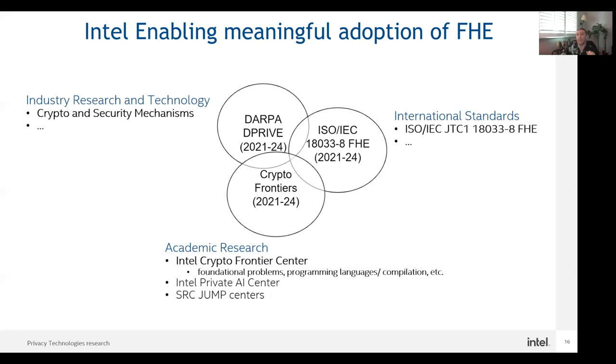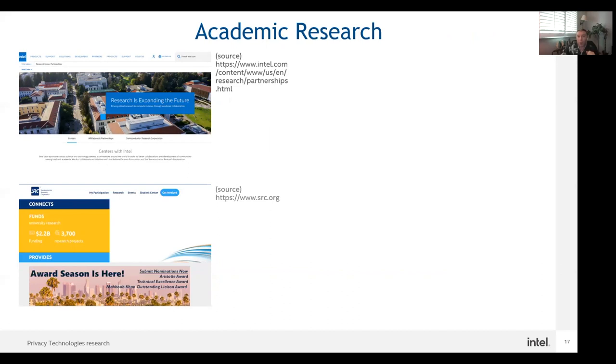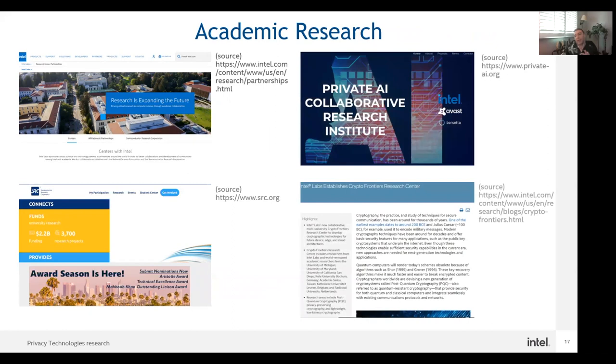So Intel spends tens of millions of dollars per year in academic research. And when it is related to privacy enhancing cryptography, we spawned two research centers. The first looks at the applications of existing privacy enhancing technologies, both algorithmic and cryptography based, and their integration. So that's one of the key problems.